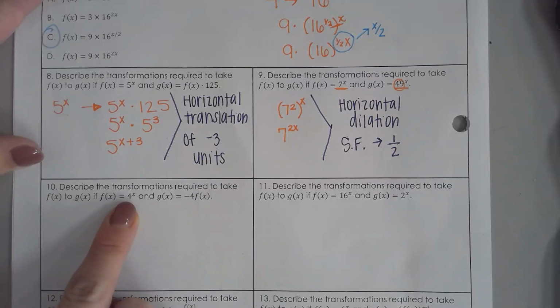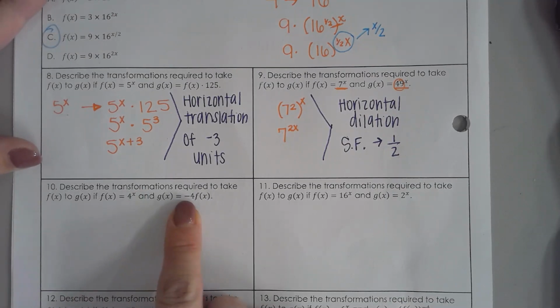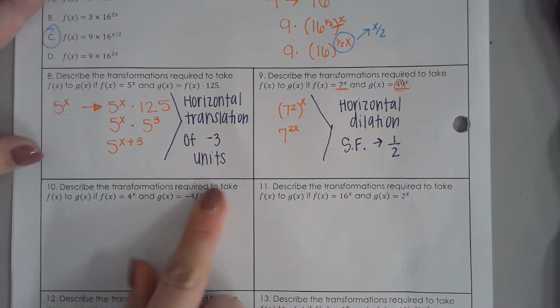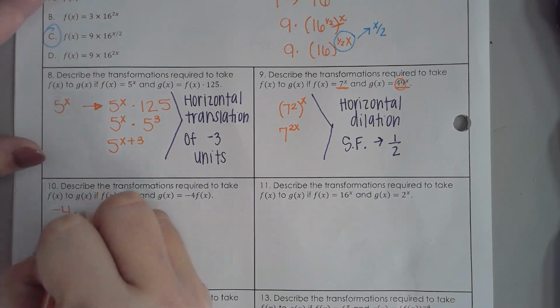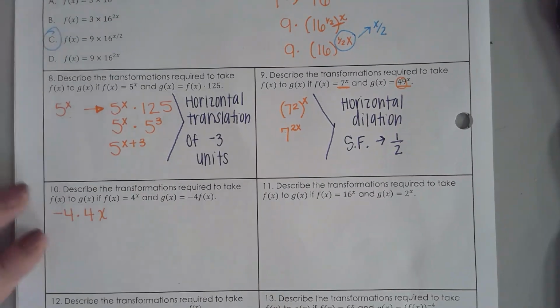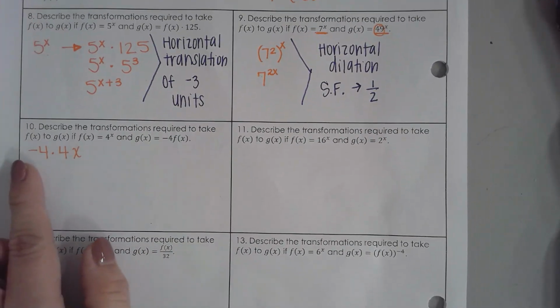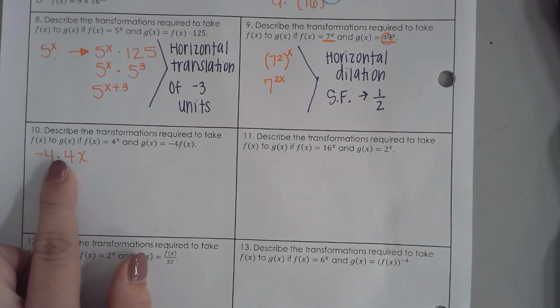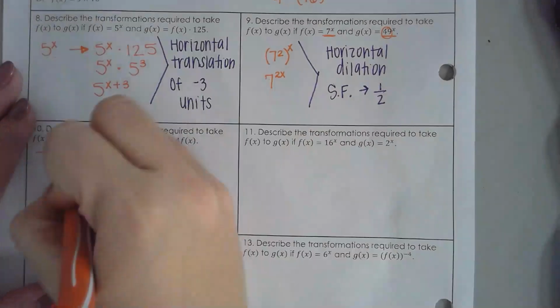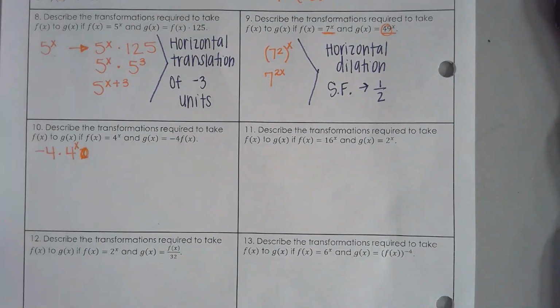I have f of x is 4 to the x, and then I'm doing negative 4 times f of x. So that is negative 4 times 4 to the x. And technically we could call this one, we have the negative. We know the negative is going to be a reflection. Negatives are always reflections. And the 4 being multiplied in front, that could be a vertical dilation. So we could put that, but that's not requiring us to change anything.